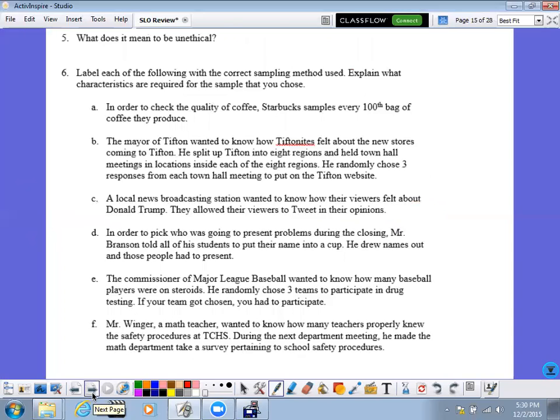Number 5, what does it mean to be unethical? I think there's a lot of definitions that you can use in this situation. I think unethical just means morally wrong. I think that's kind of what we talked about. Quick 2-word definition. Remember, situations could be unethical if you're not informing somebody. Remember, we talked about not giving informed consent. So I'm going to write that down. But other things could make something unethical. If you're giving somebody a disease, if you're doing something that's morally wrong to a group of people, that's unethical.